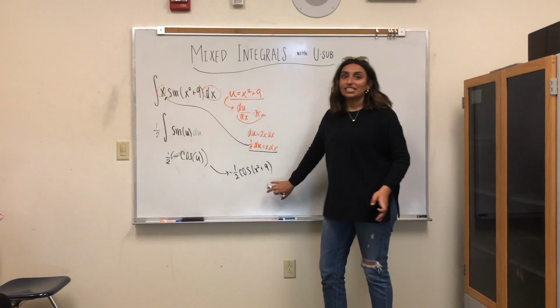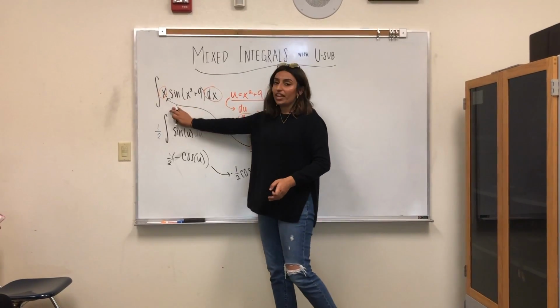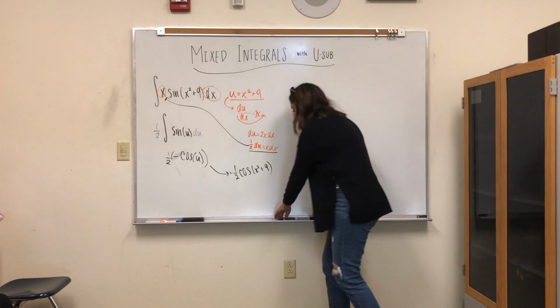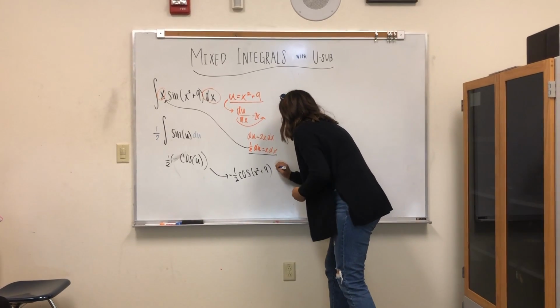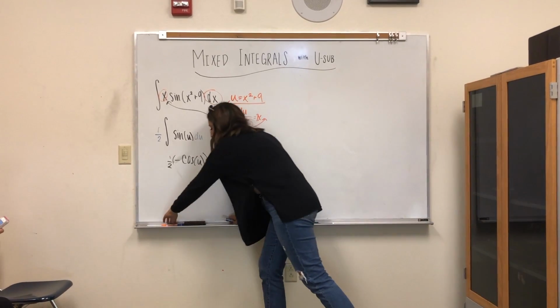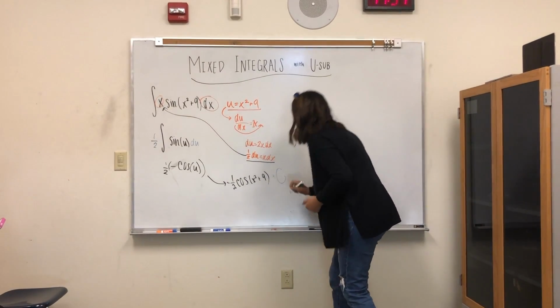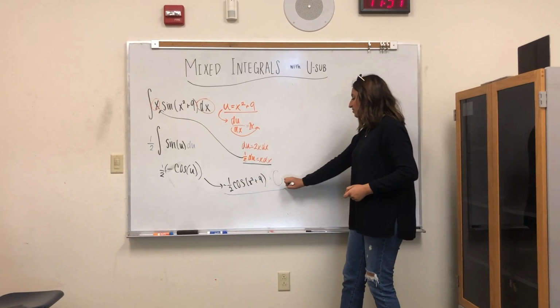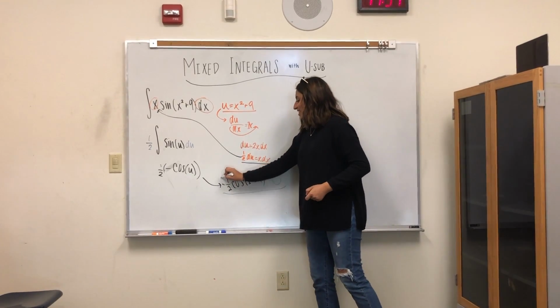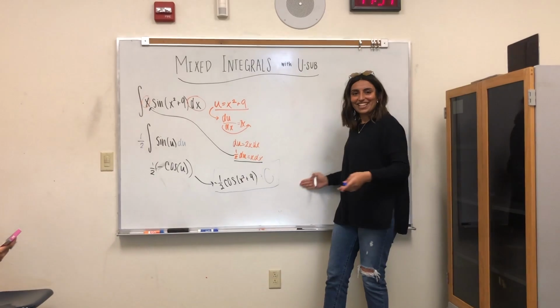But it's very important, since this is an indefinite integral, that you don't forget the plus c, because since there aren't any bounds, you don't know what a constant could be, since it gets removed when you take the derivative. And that's how you do this.